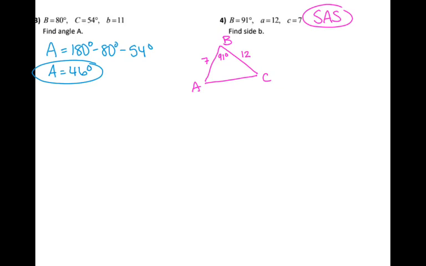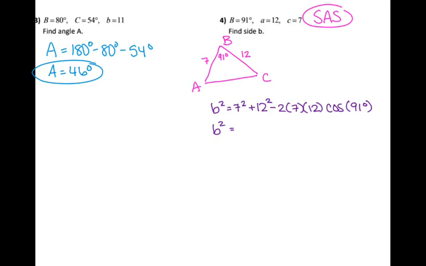the law of cosines. So since I have angle B, I'm going to solve for side B. So I have B squared equals my other two sides squared minus, oh, forgot my squared, 2 times my other two sides cosine of my angle.